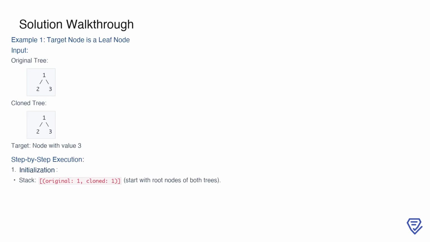In this example, we are given an original binary tree and its cloned version. The target node is the one with the value 3, which is a leaf node. To solve this, we initialize a stack containing tuples of the corresponding nodes from the original and clone trees. Initially, the stack only contains the root nodes of both trees, which have the value 1. This stack will help us traverse both trees simultaneously while maintaining the correspondence between their nodes.